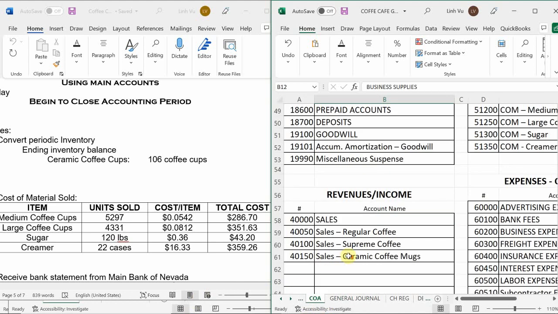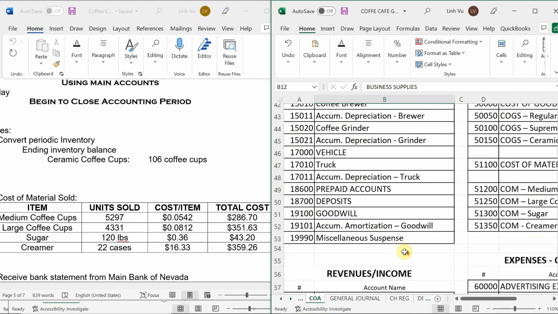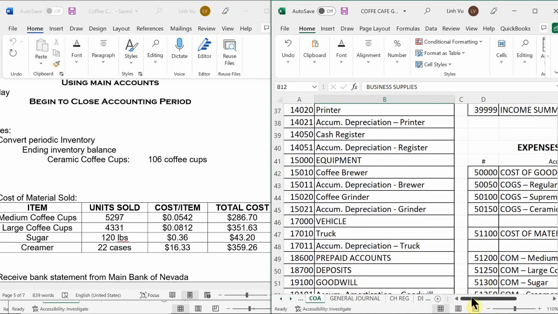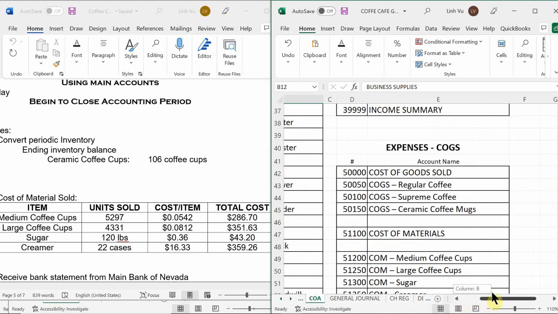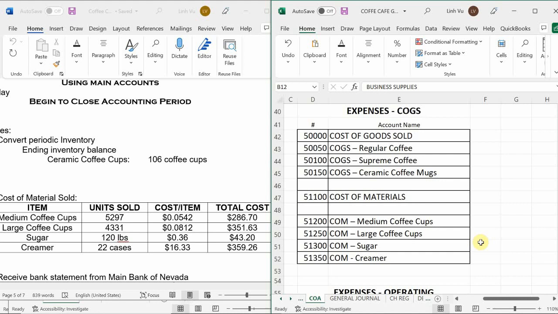COM for short. If you take a look at your cost of materials, what is underneath the cost of materials? You actually have one for medium coffee cups, you have one for large cups, you have one for the sugar, and you have it for the creamer. So this is what it costs you to get rid of these materials, because you end up using them, or you end up putting it as part of the cost of what you sold. So in this case, cost of materials, this is what it costs you. So 51,200, 51,250, 51,300, and 51,350.